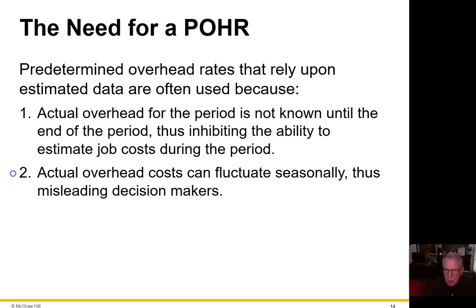Then in number 2 here, the actual overhead costs can fluctuate seasonally, and therefore that can be misleading to decision makers. I think, as you know, electrical costs, for example, are higher in the summer than in the winter, and gas charges are higher in the winter than summer, if I remember right.